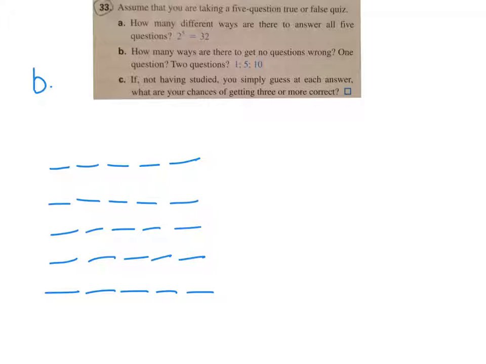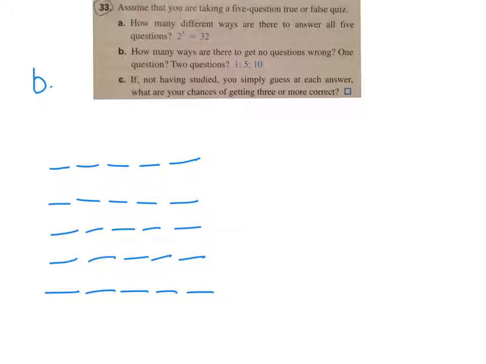For part B, this is the difficult part. It's asking 3 questions actually. How many ways are there to get no questions wrong, then to get 1 question wrong or 2 questions wrong? The first one's pretty easy. How many ways are there to get no questions wrong?